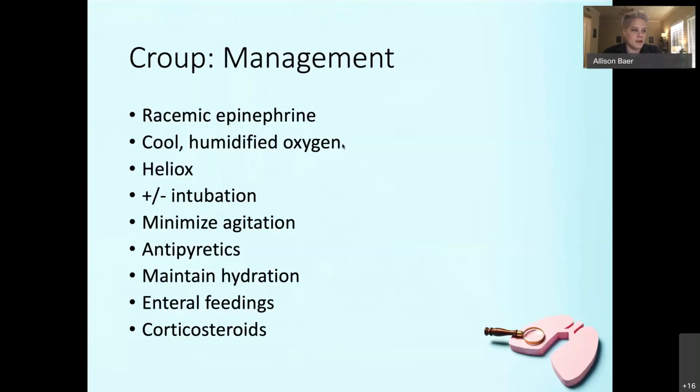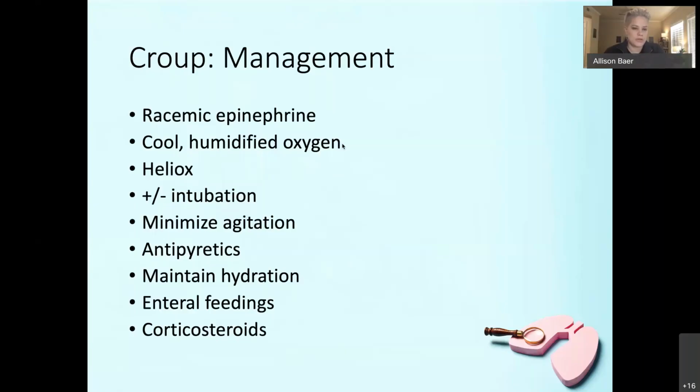Heliox, because that's a lighter air than normal air. Like most of the normal air we breathe is 21% oxygen, but it's mostly nitrogen. So heliox, instead of having that mix, has helium and oxygen. Helium is much lighter than nitrogen, and it's going to result in a less resistant gas. So flowing through that airway, it's going to make it less turbulent, make it easier to get the air in and out. They might need intubation, but that's usually not necessary.